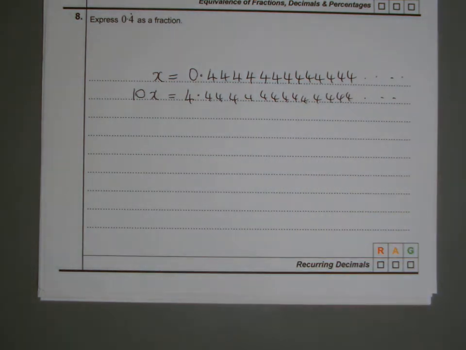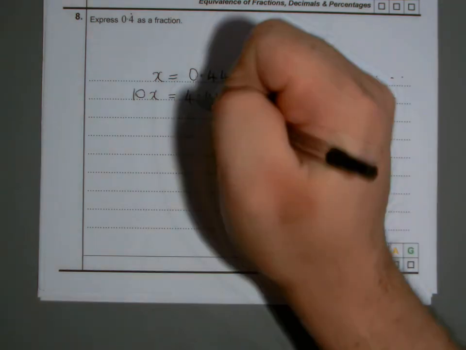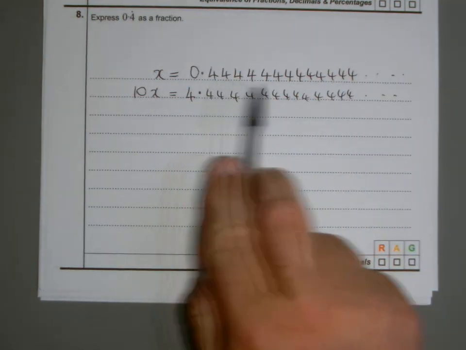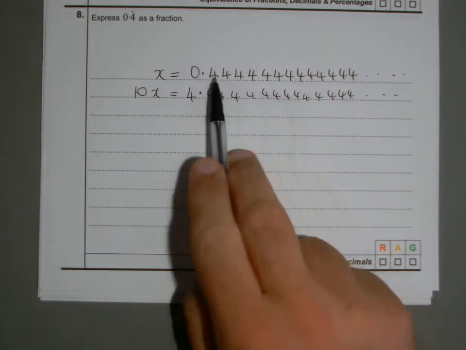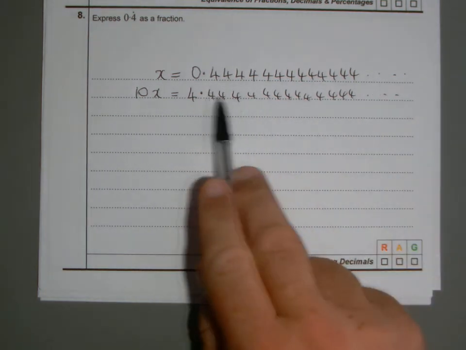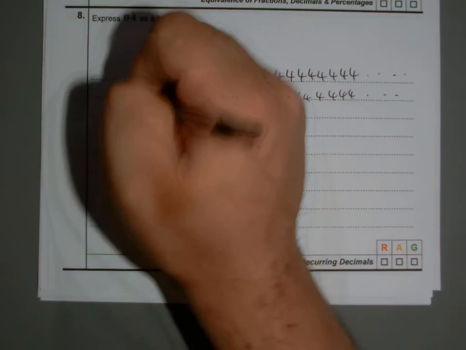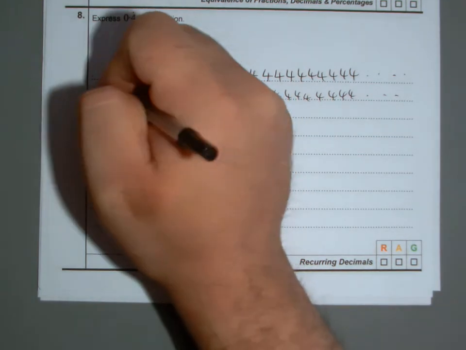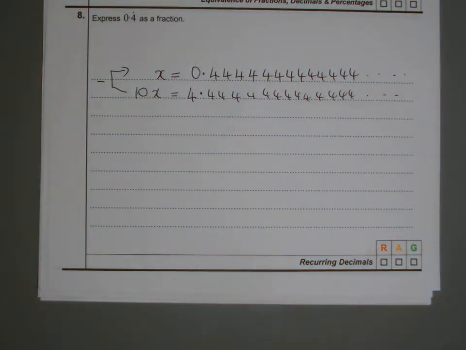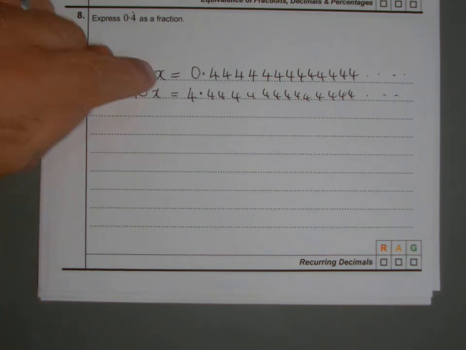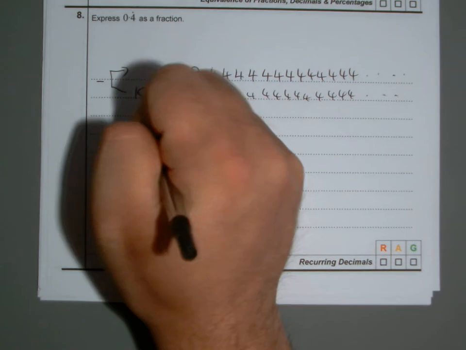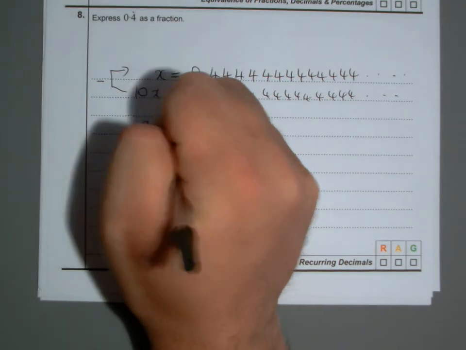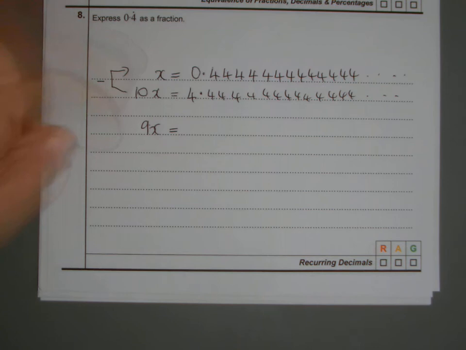Now, what's good about this is that straight away we can get to the answer quite quickly. If you notice, after the decimal point the string of numbers are the same. You've got all fours here and all fours here. So you compare these two and take them away, the smallest from the biggest. So do 10x take away x, which gives me 9x. 10 take away 1 is 9, so 10x take away x is 9x.